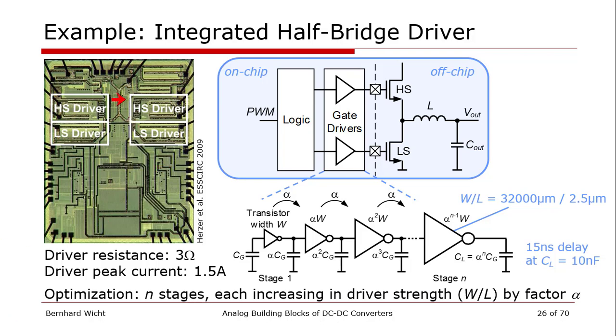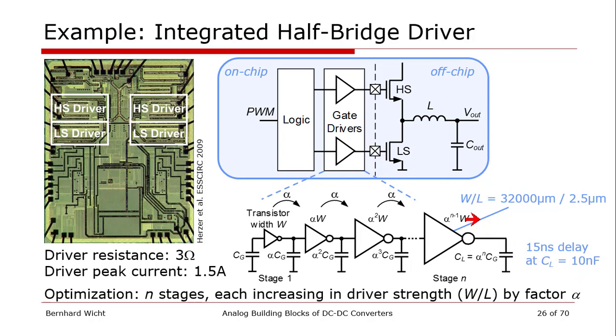This die photograph shows a dual step-down controller. That means it's a controller, means there is an external power stage used, so external discrete power transistors plus the LC low-pass filter. And since we want to drive quite large power transistors, we use multiple driver stages. And each stage increases in driving strength by a factor of alpha. And in the end, we want to drive quite a large power transistor, which accounts to a gate capacitance of 10 nanofarads. And if you want to drive that within 15 nanoseconds, we really need to have a large driver.